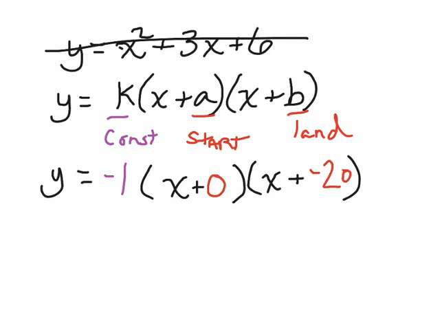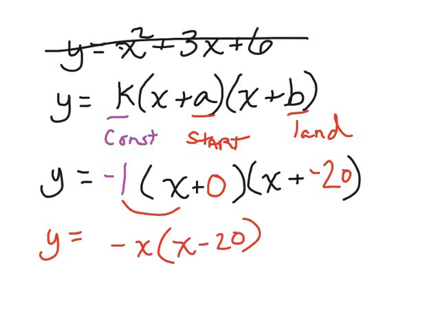So let's clean this up a bit. We get y equals negative 1 times x times (x minus 20), and we distribute this part first. So the equation we get is y equals negative x squared, and the negative times negative makes it plus 20x. And so here we go. This is the equation we're going to use for the red bird.